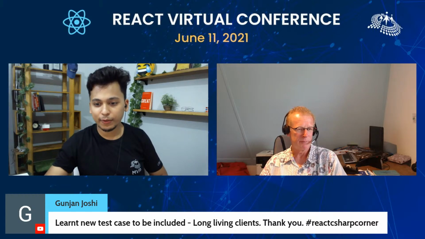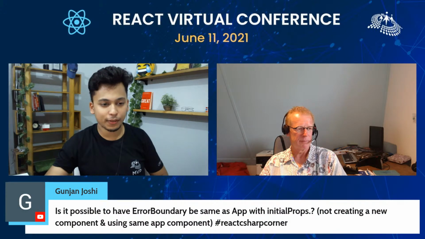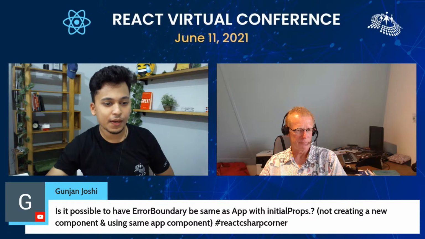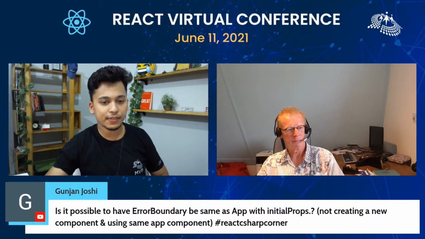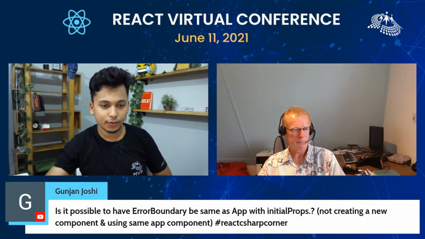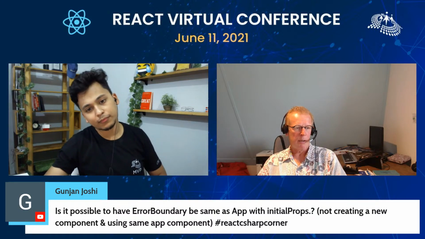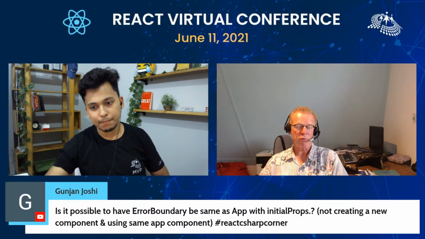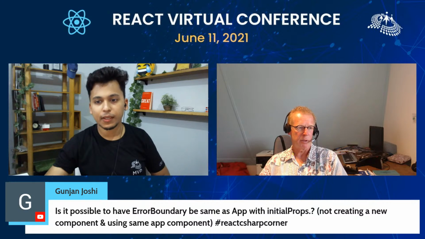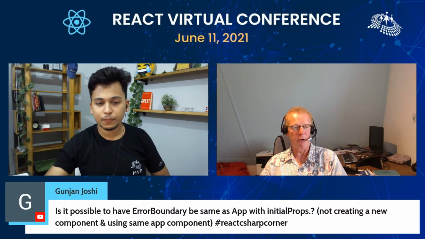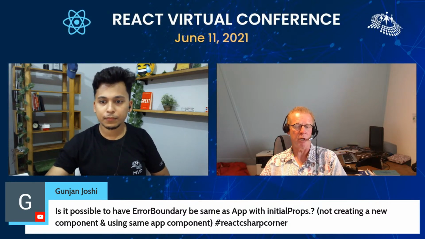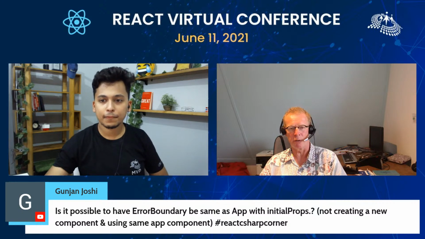Okay, let's take one final question, then we can move to the next part of the conference. Gunjan is asking, is it possible to have the error boundary be the same as the app with initial props, not creating a new component and using the same app component? You can. In the end, your error boundary is just a component. The only restriction is it can't be a functional component with a hook. It has to be a class-based component, but it's just a component.